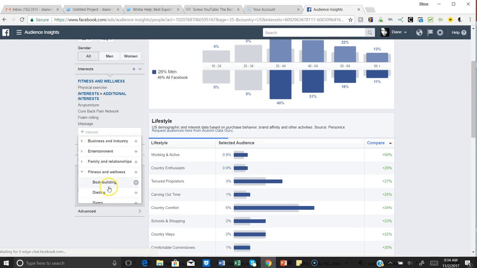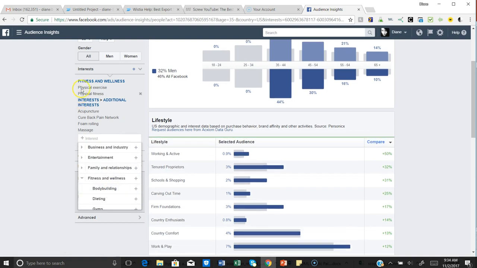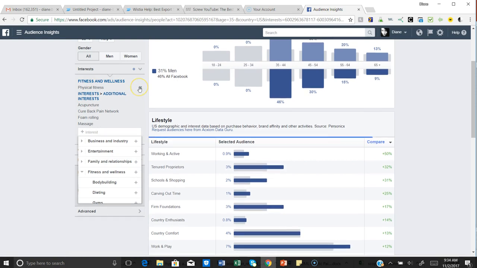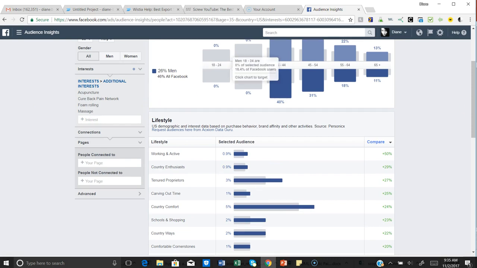Are they into physical exercise? What kind of physical exercise? Maybe they're into dieting, or they're into going to the gym. Maybe they go to the gym, but we know they no longer want to. They're into physical fitness, right? And if you click up here, it'll add up here. Since we're doing back pain right now, a product that solves back pain problems, we're going to use this.